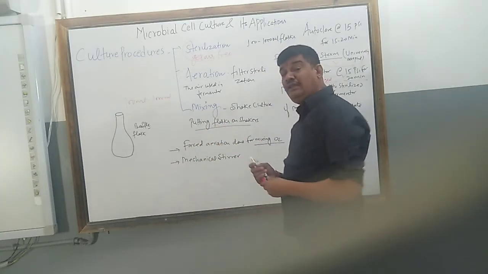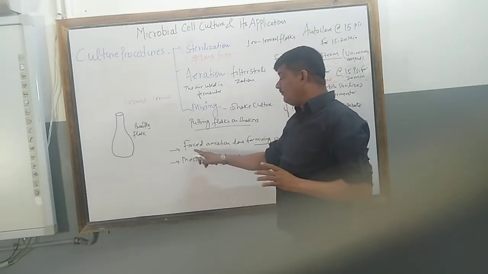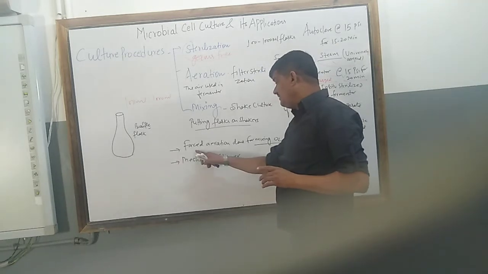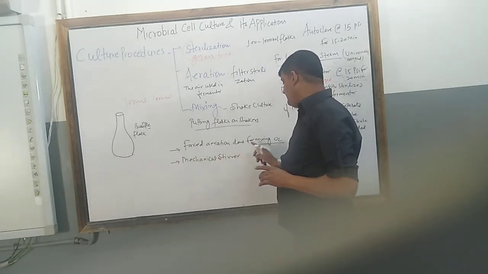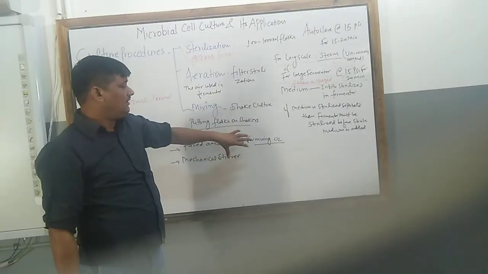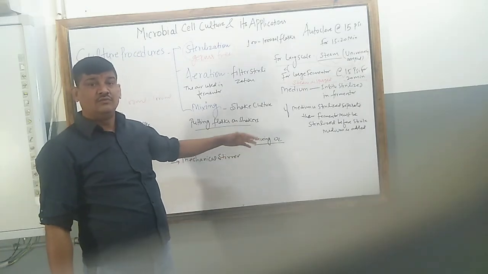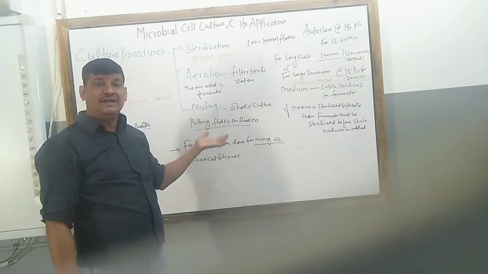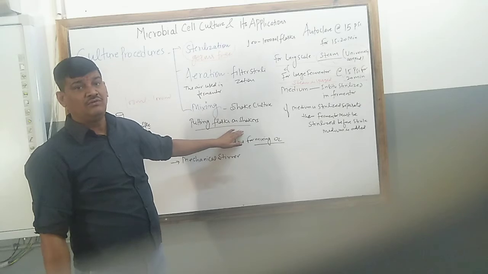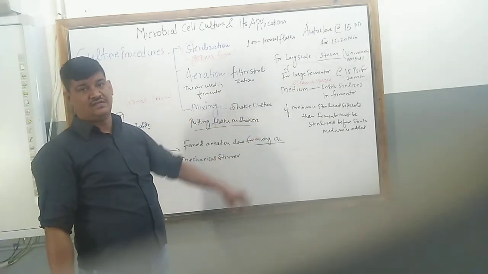But if we are doing large scale production in the fermenter, what do we do here? We use a mechanical stirrer and forced aeration for mixing oxygen. Sometimes this is not proper mixing of oxygen or aeration. There is creation of bubbles, which creates problems in the culturing of the microorganism. So aeration and mixing is done.